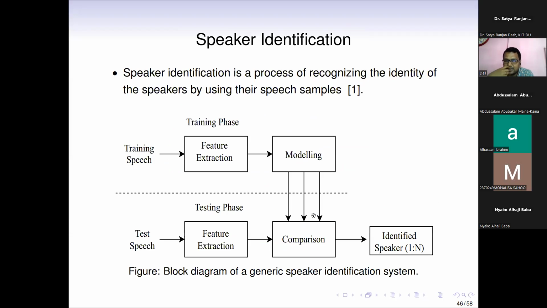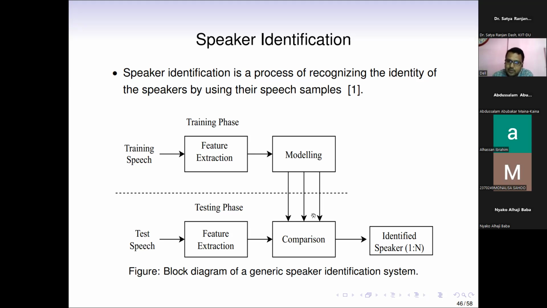This is a speaker identification task. Already all of you know, only here is the identified speaker. It is a 1 to n comparison. It means if some speaker is coming, suppose there are 100 speaker models, the incoming test speech signal will be compared with 100 speakers to get the result. So it is a 1 to n comparison.